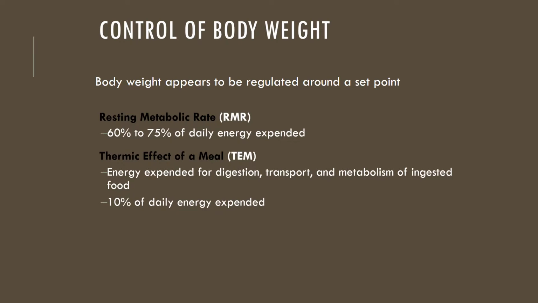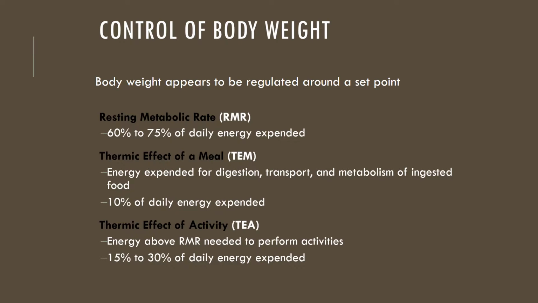And then the thermic effect of a meal, or thermic effect of feeding, is the energy you expend for digesting, transporting, and metabolizing the food that you eat. So this is about 10% of your daily energy expenditure. So if you consume a 2,000 calorie diet, about 200 of those calories are going to be used to break down that food.